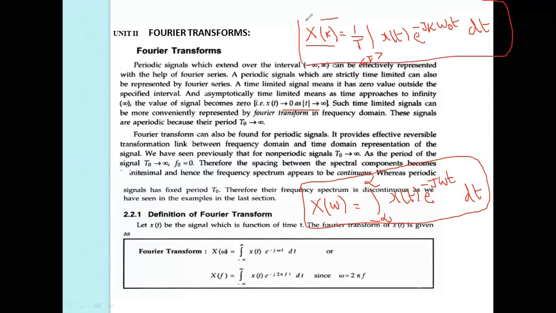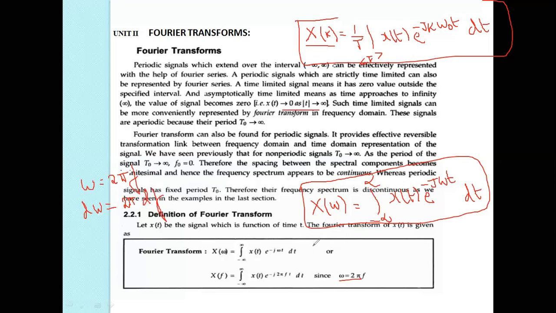This Fourier transformation has the inverse Fourier transformation also. Before going to find the inverse Fourier transformation, for the angular frequency omega, I can convert it: omega is equal to 2 pi f, and d omega is equal to 2 pi into df.